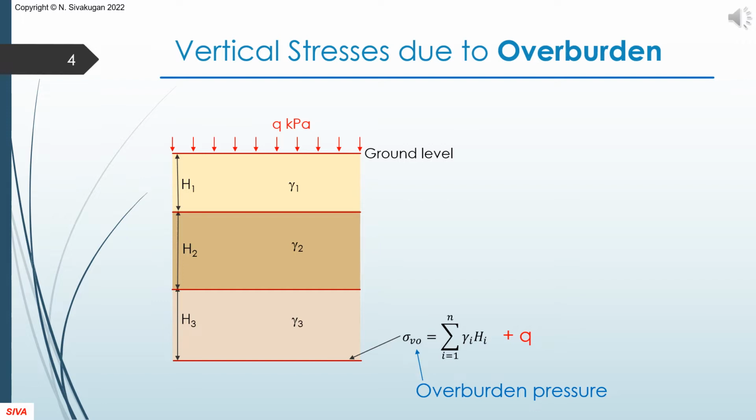When there is a surcharge Q of large lateral extent, it just increases the vertical stress at all points within the soil mass by Q. However, if the surcharge Q is spread over a limited area, the increase in vertical stress at a point will be less than Q and will depend on a few factors.